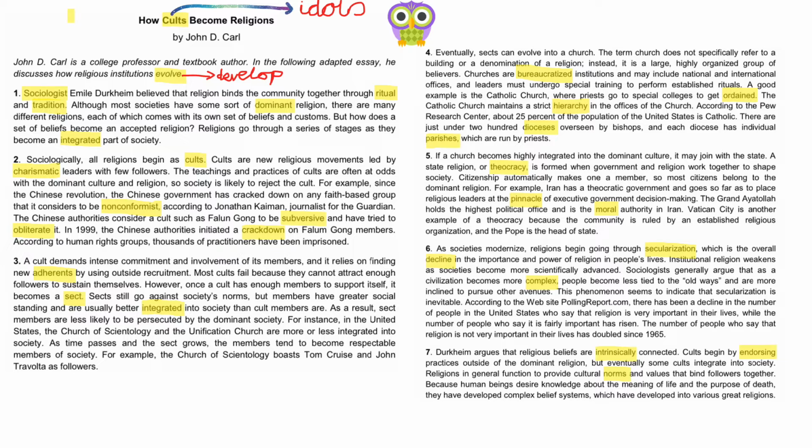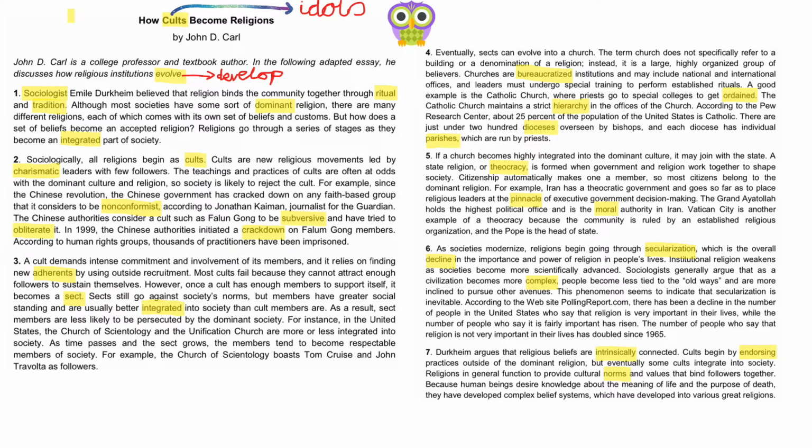And I highlighted complex. Sociologists generally argue that as a civilization becomes complex, like today, it's very, very complex. It's not so easy. You can't pinpoint exactly why people behave the way they do. There are too many factors, too many reasons. Okay?